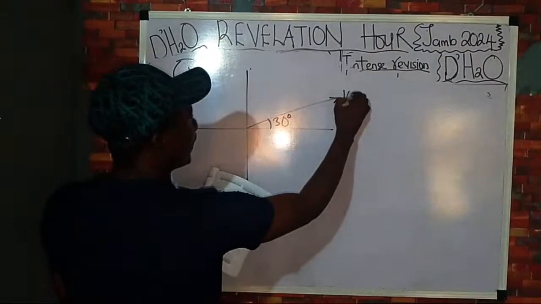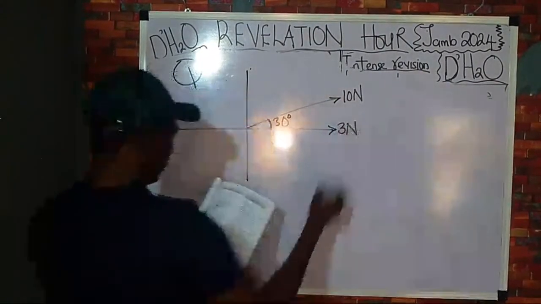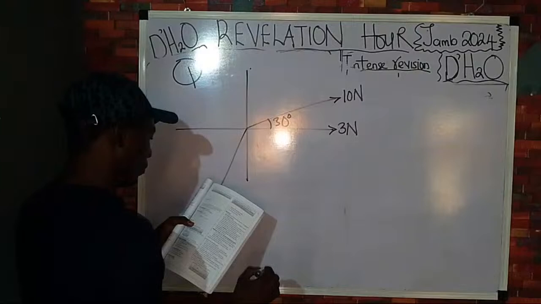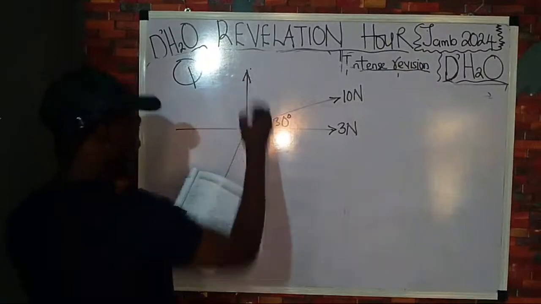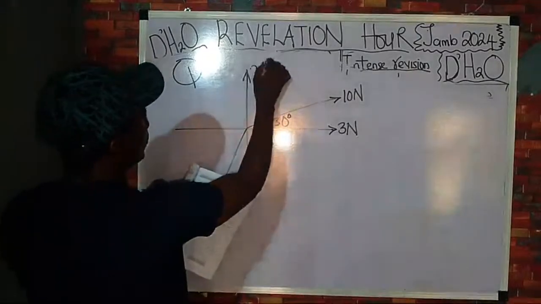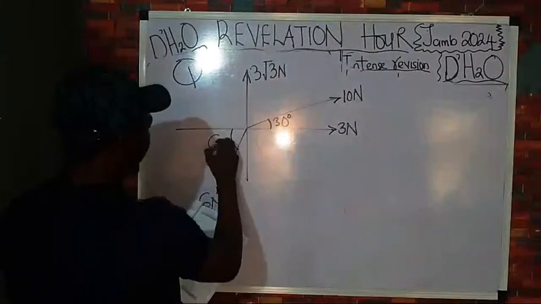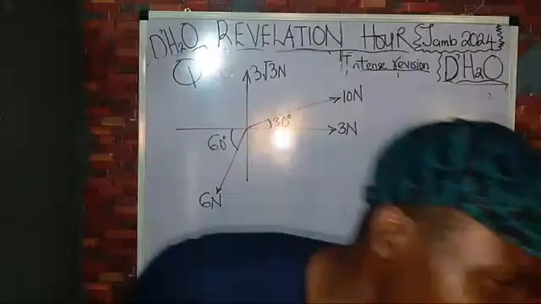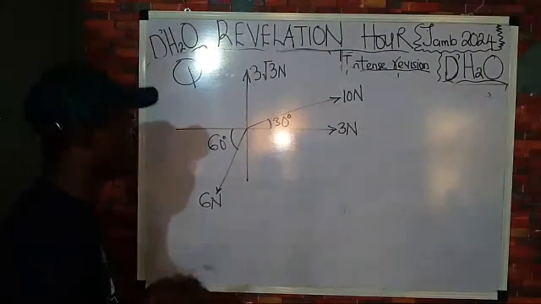(30°), 10 Newton. 3 Newton. There is a force here. 6 Newton. There is a force here. 3 root 3 Newton. The angle here is 60°. Wow. Calculate the resultant force. In the figure, calculate the resultant force.